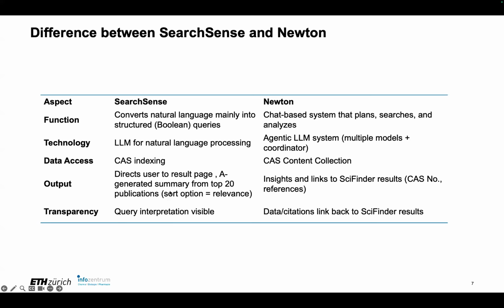The output of Search Sense directs you either to the result page or gives you an AI-generated summary with the top 20 publications. Newton gives you also a summary, insights, and links to SciFinder results. So not only citations and references, but also CAS numbers. In Search Sense, the query interpretation is visible, and in Newton, you see in blue the data, the CAS number, or the citation, which is linked to the results in SciFinder.